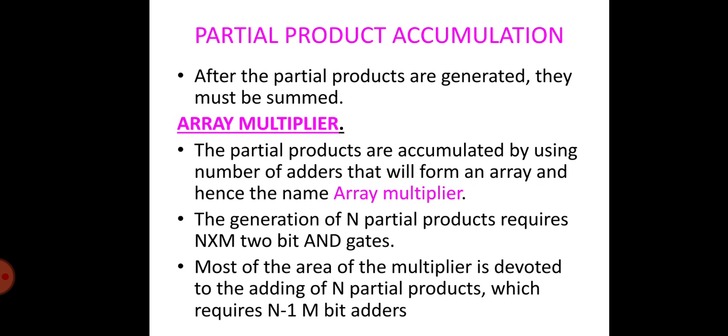In the array multiplier, you can see that there is a one-to-one topological correspondence between this hardware structure and manual multiplication. The generation of n partial products requires n times m 2-bit AND gates, and most of the area of the multiplier is devoted to adding the n partial products, which requires n minus 1 m-bit adders. The shifting of the partial products for their proper alignment is performed by simple routing and doesn't require any logic. The overall structure can be easily compacted into a rectangle, resulting in a very efficient layout.